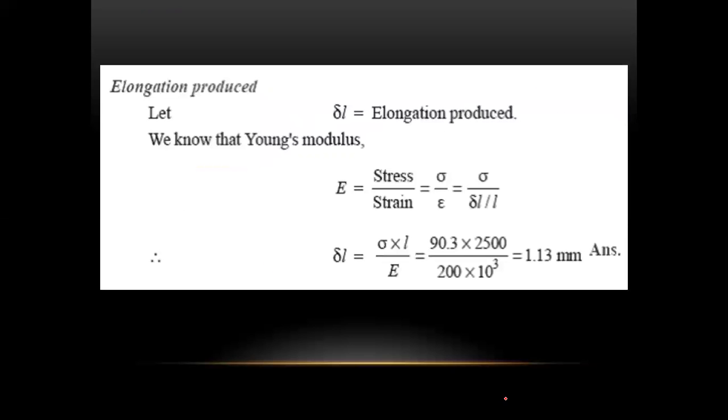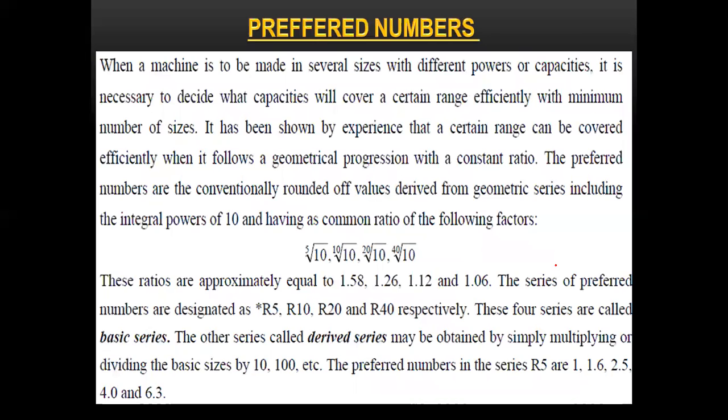Okay. Next, elongation produced. Elongation means the change in the length. Therefore, delta L is the elongation produced. We know that Young's modulus E is equal to stress by strain. Therefore, delta L is equal to 1.13 mm.